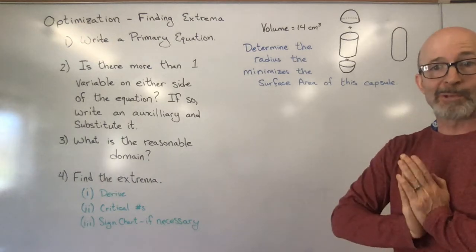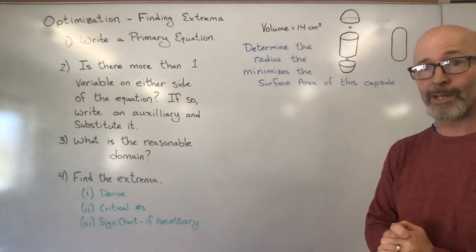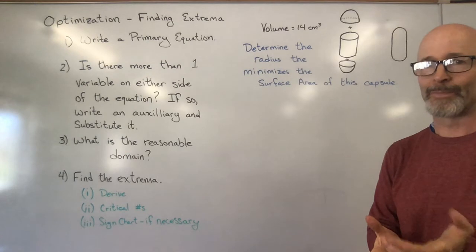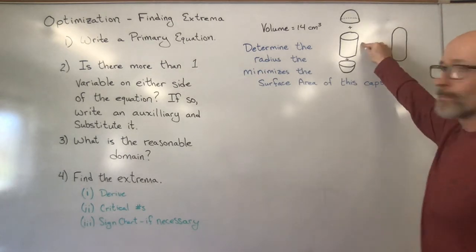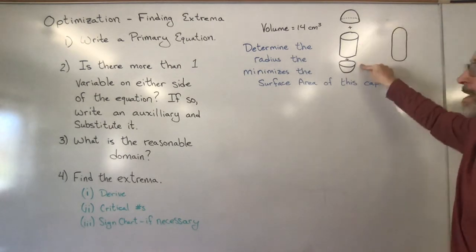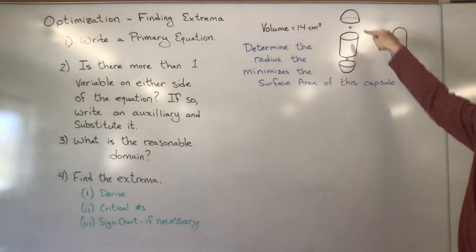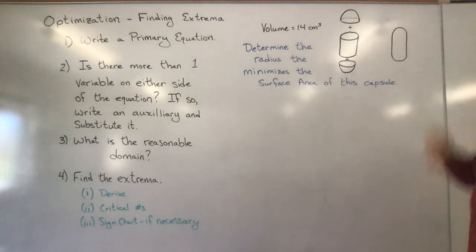So here's another example of optimization. This one's a little bit challenging, which is why I'm showing it to you here. We've got a capsule. Basically, it's a cylinder plus two hemispheres. So a half circle, a cylinder, another half circle. It makes a nice little capsule.